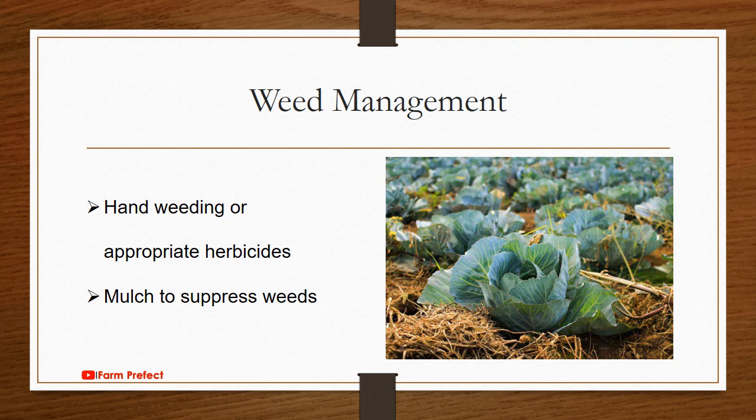Then mulch to suppress weeds. Mulching is very important. In fact, I would say it is one of the best methods, though it requires some level of technicality. If you do it right, you'll be happy. You don't have to worry about weeds any longer. You basically cover the ground that you have already weeded, such that the weeds don't get space to breathe and grow, like what you can see on the screen. We'll talk about mulching some other time.